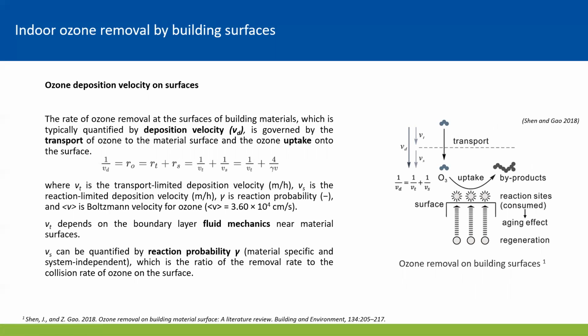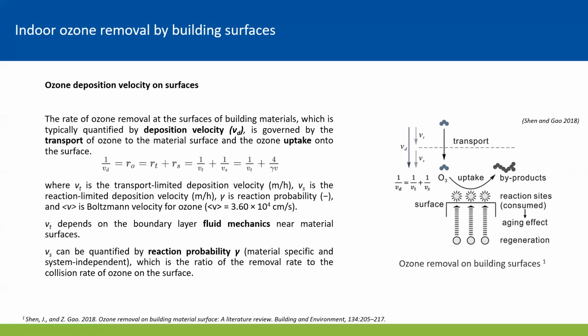The ozone removal at the building surfaces generally depends on the transport of ozone from room air to the area near material surfaces, and then the uptake of ozone onto the surfaces. The rate of ozone removal can be quantified by deposition velocity, VD. It can be calculated by the equation here. It depends on the transport limited deposition velocity, VT, and the reaction limited deposition velocity, VS.